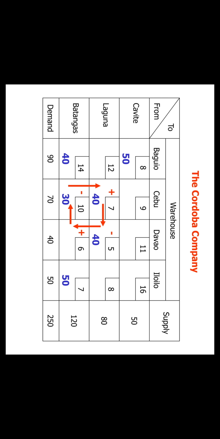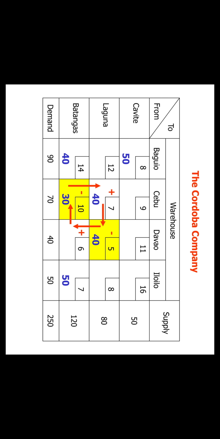Then we now go to step 8. We now isolate those cells in our closed path where we have assigned the negative symbols and choose which one contains the minimum number of shipping units assigned to it. So between 30 and 40, the lower value is 30. Then we now go to step 9, wherein we follow the symbols we have assigned to the corners of your closed path and apply the value 30.